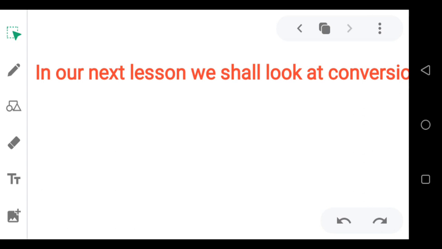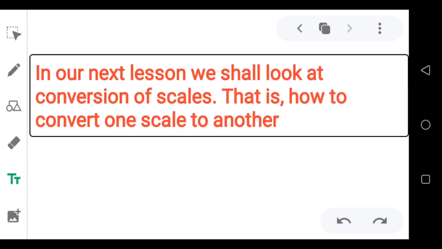In our next lesson, we shall look at conversion of scales. That is, how to convert one scale to another. So make sure you don't miss my next lesson.